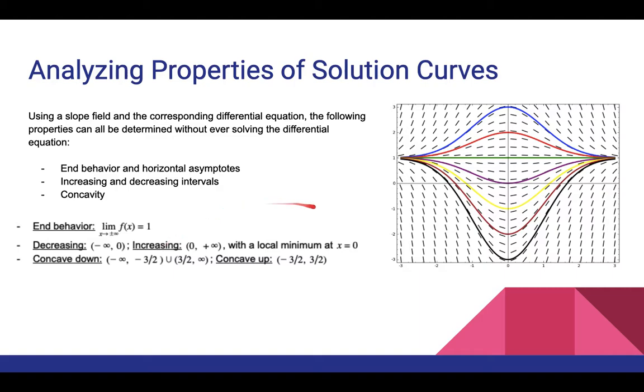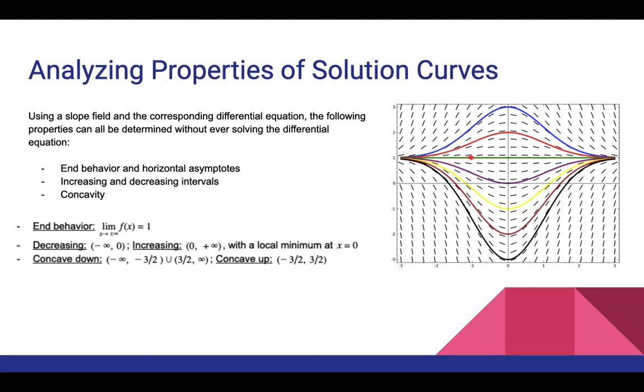Okay, for all curves for y less than 1. And then we can also see we're concave down again from about 3 over 2, aka about 1.5, to positive infinity. And then we can see we're concave up from negative 3 over 2, aka negative 1.5, to 3 over 2, 1.5. We can see we're concave up here. Okay, so this is for solution curves for y less than 1.